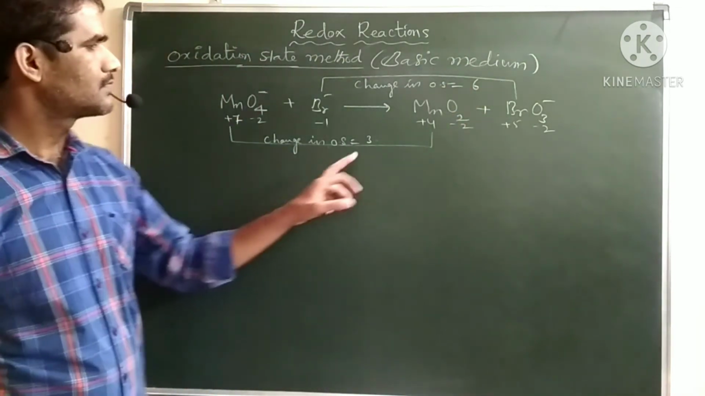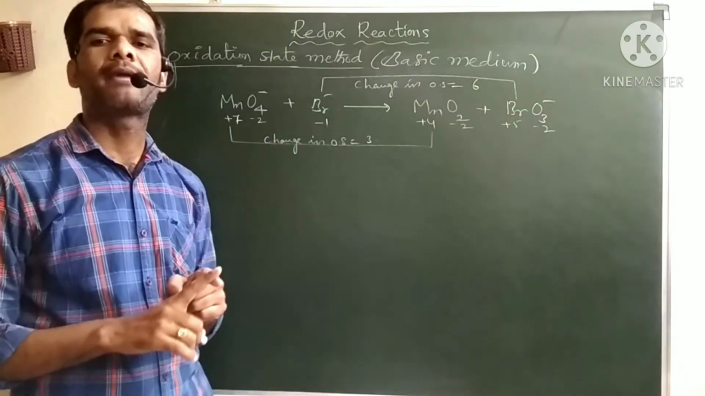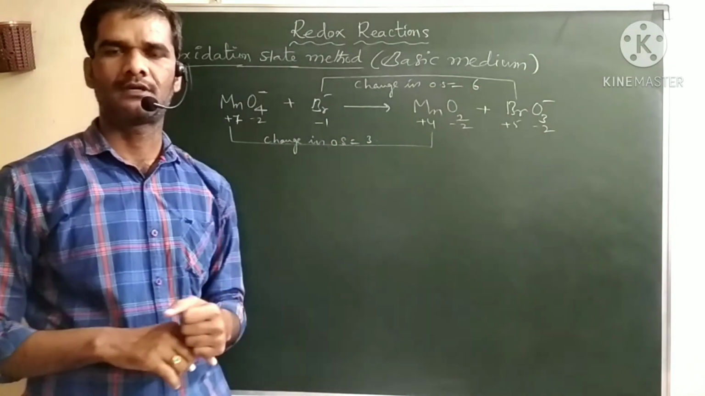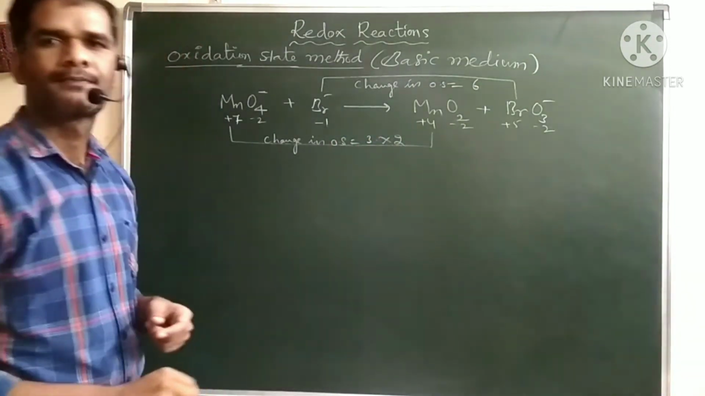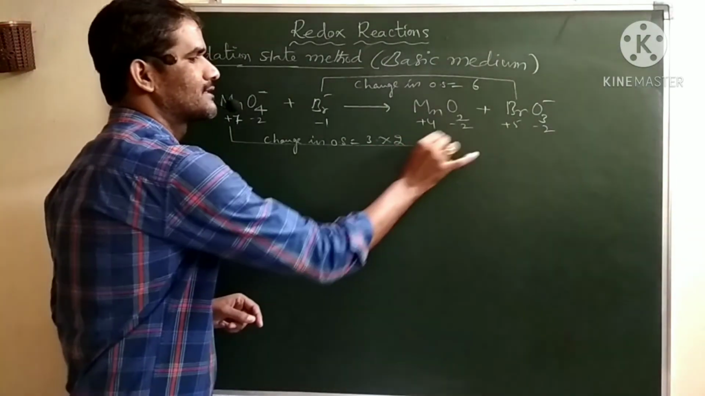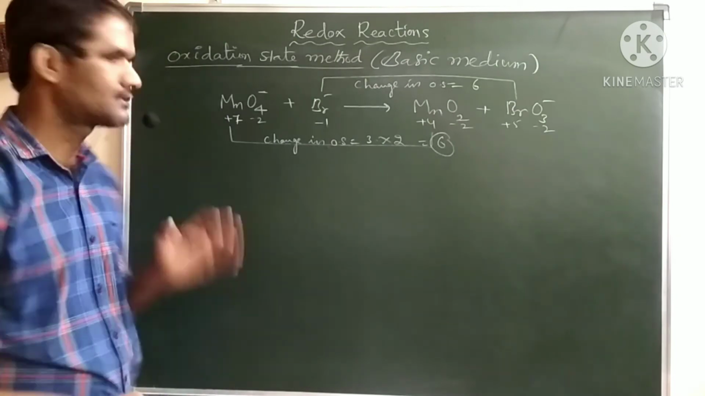Now again, here change is 3 and here change is 6. First we have to make both the changes equal. How can we make them equal? Just multiply this with 2. Now 3 into 2 you will get 6. Now in both cases the change in oxidation state is balanced. So first step.